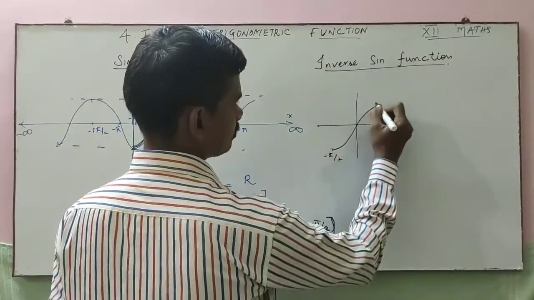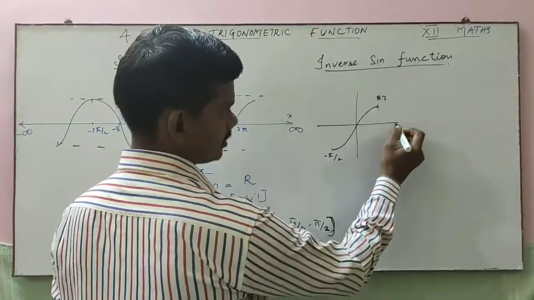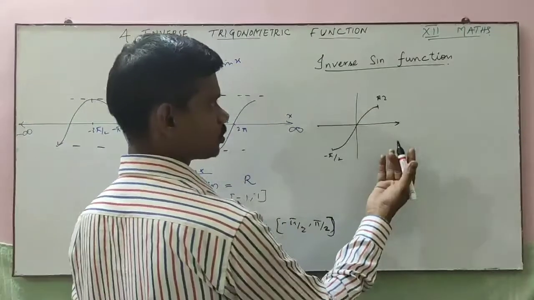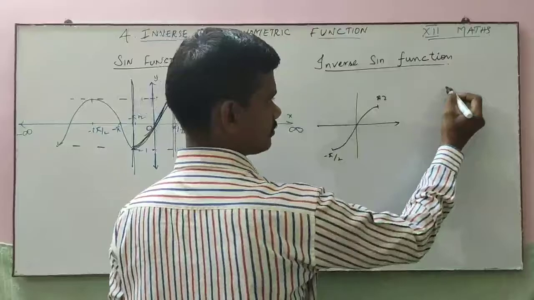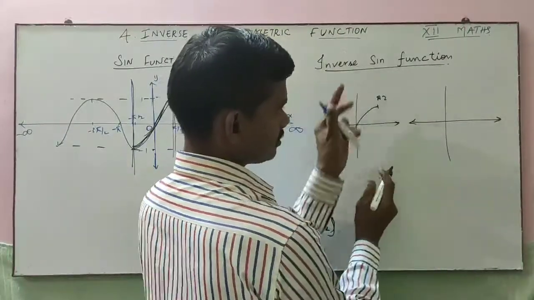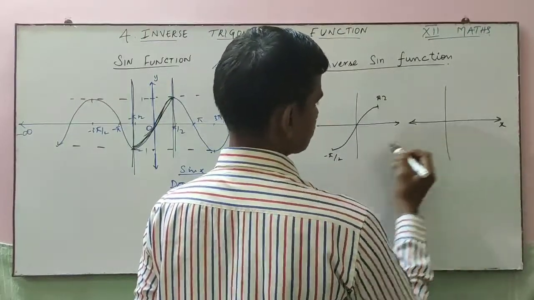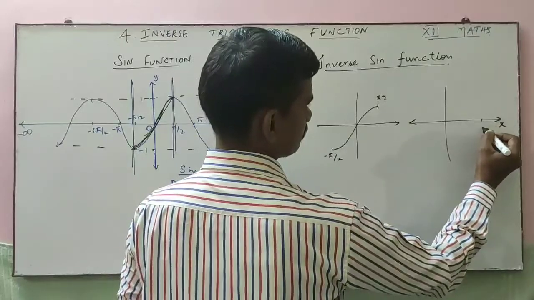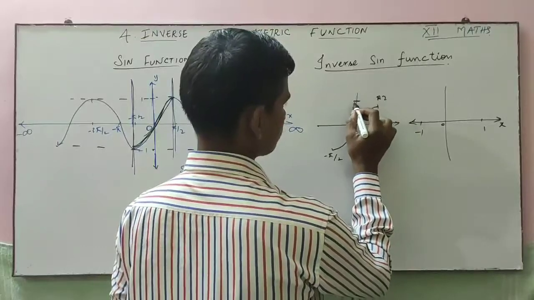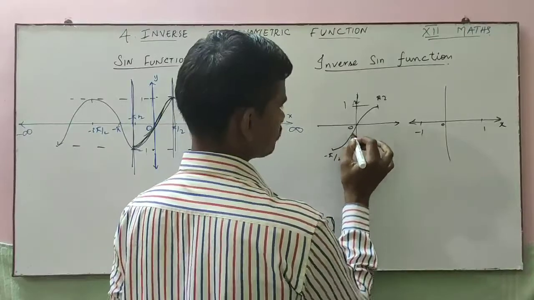Minus pi by 2 up to plus pi by 2. So this is the restricted domain of sine function. Now I am going to draw the inverse of sine. Now this axis changes. Here x becomes plus 1 to minus 1. Here 0. In this plus 1 is here, minus 1 is here, 0 is here.